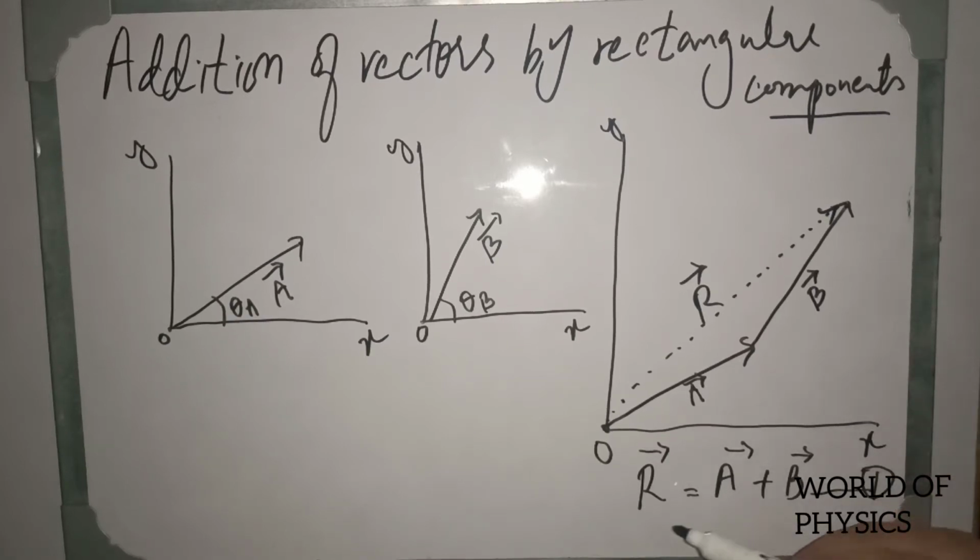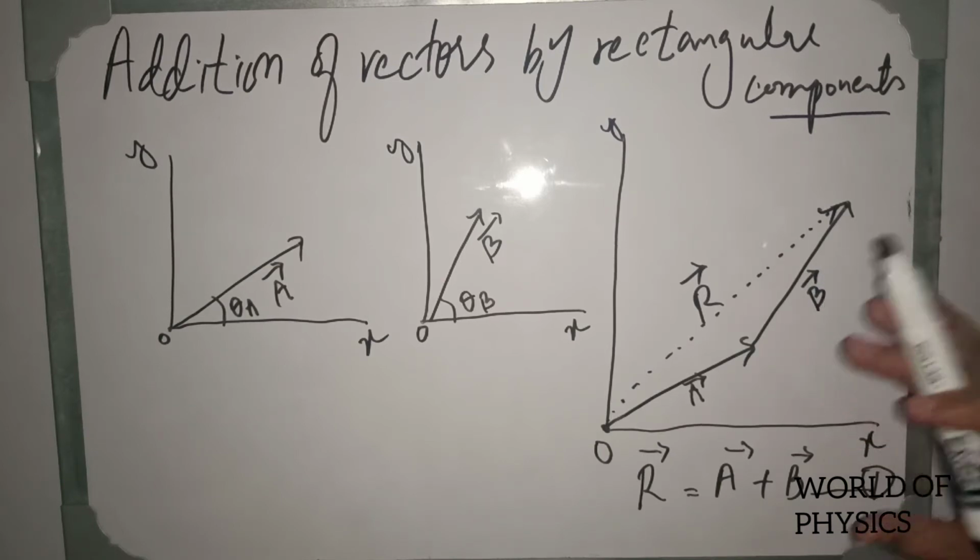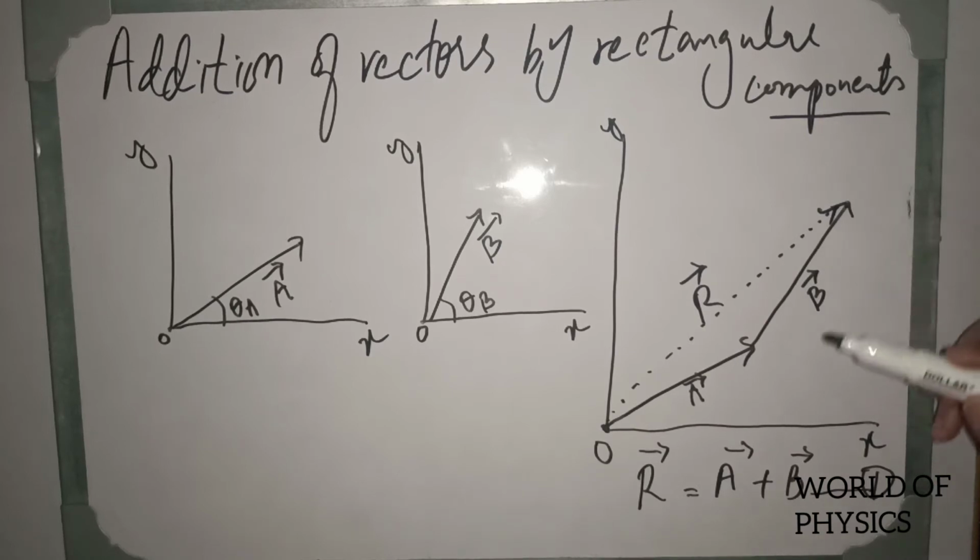First of all, to find out components of R, that is Rx and Ry, we need to find out components of A and components of B. So first of all we are going to complete the diagram, and then we will start the derivations.